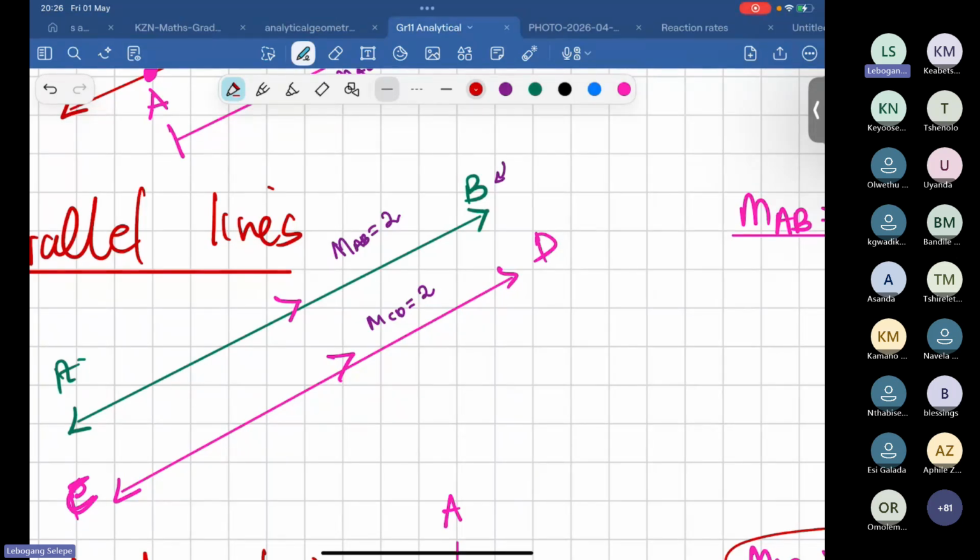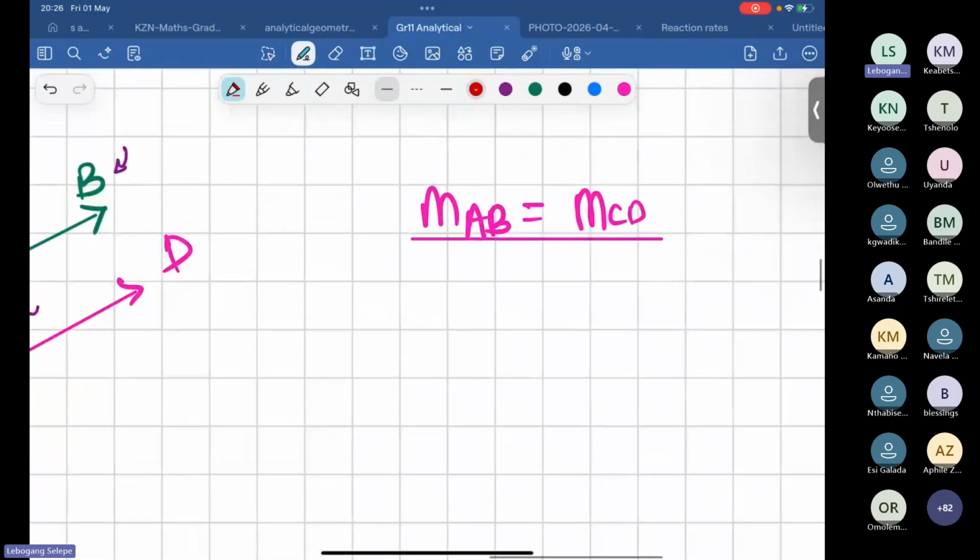So these are the relationships that you must keep in mind for any question that they bring to you. It's very, very crucial that you understand this. Gradients of parallel lines are the same. The moment they tell you this line is parallel to that one, the first thing I want you to think about is the gradients. How are the gradients comparing? The gradients are the same.